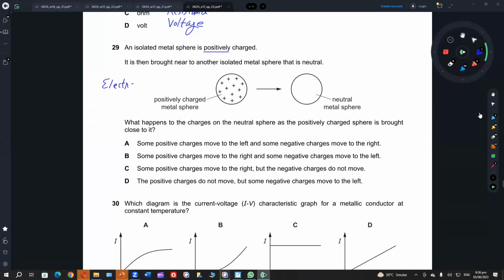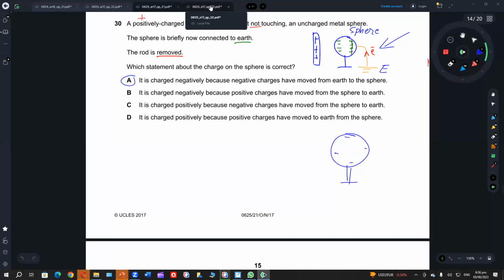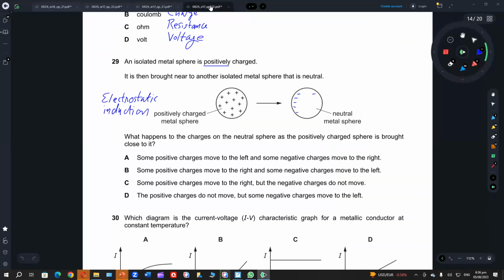If the charges are spread, then it's electrostatic induction. But they are not touching now, so this will happen. One sphere is charged and the other is neutral. So what will happen on the neutral sphere? The positive charged sphere will disrupt the charges. It will be negative here. Just copy with me in your book. Look at this.